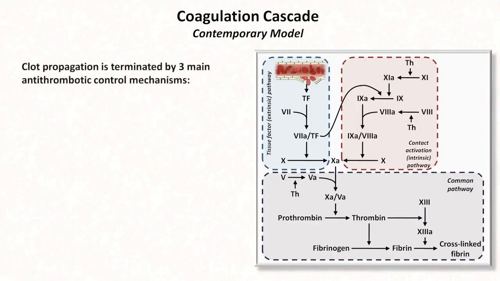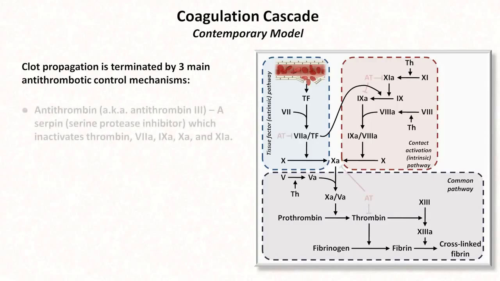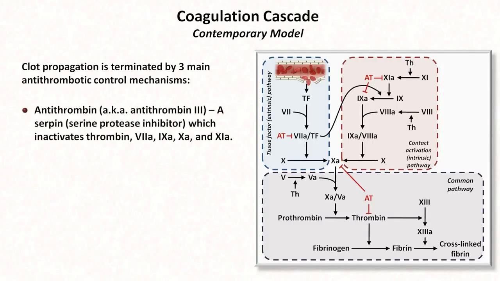To prevent either spontaneous or runaway intravascular coagulation, there are three main antithrombotic control mechanisms. The first is antithrombin, formerly known as antithrombin 3, which is a serine protease inhibitor that inactivates thrombin, as well as factors 7, 9, 10, and 11. Binding to heparin, either endogenous or exogenous, greatly increases antithrombin's protease activity, though the physiologic role of heparin as an endogenous antithrombotic mechanism is unclear.